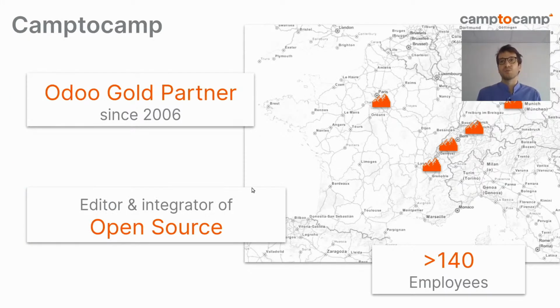So Camptocamp, we are an Odoo Gold Partner since 2006. We are based in 3 different countries, France, Germany, and Switzerland. And we only integrate open source softwares. Currently, we have more than 140 employees in these 5 locations.